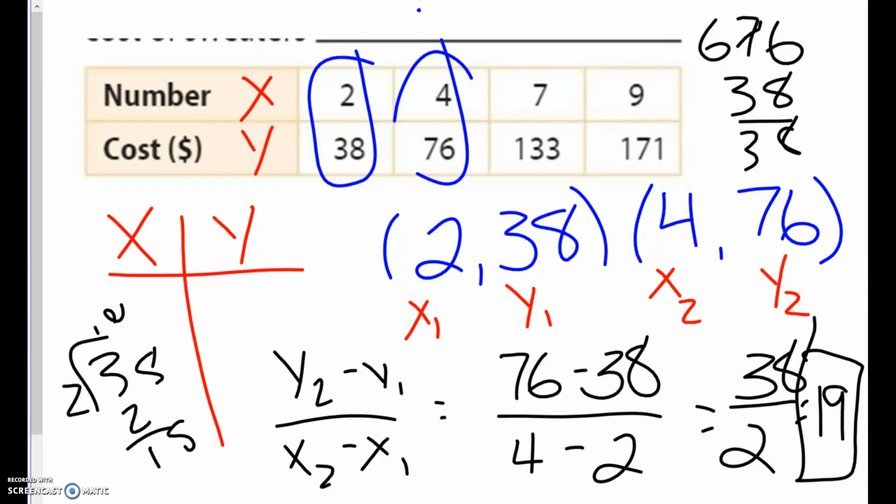Alright guys, I know this one was kind of long. I hope that I kind of drilled that slope formula into your brains a little bit. Y2 minus Y1 over X2 minus X1.